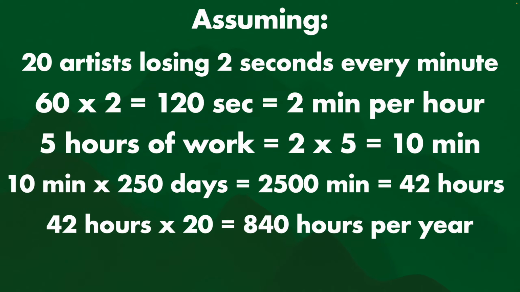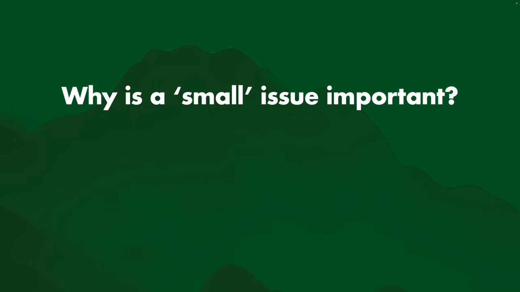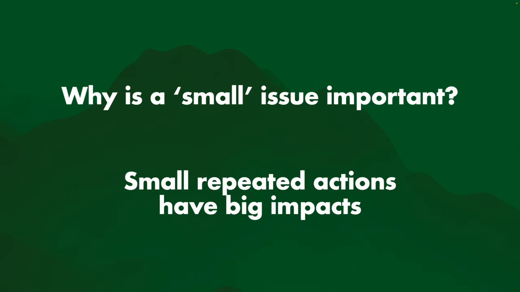Now, a project is not just 1 year, it's like 4 years. So like a 4-year project is 4 times 840, which is 3,360 hours lost on something like this. So why is a small issue important? Because small repeated actions have really big impacts.